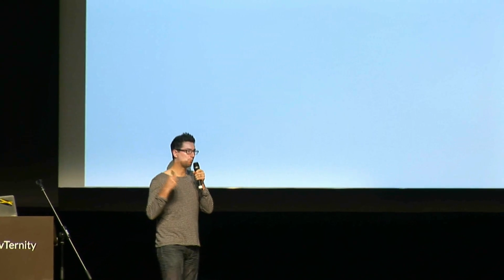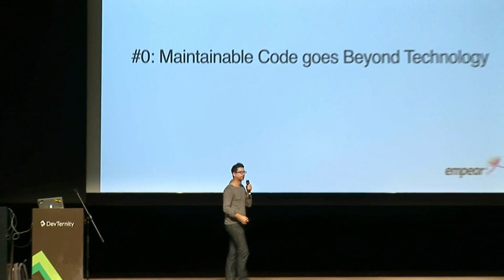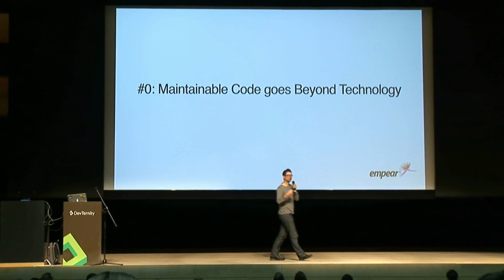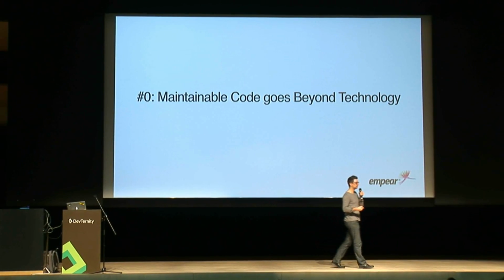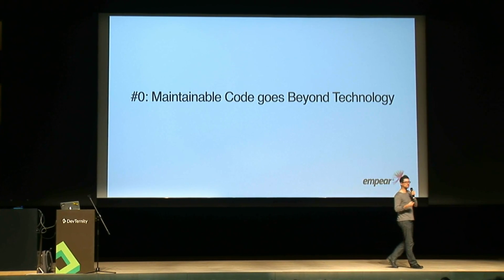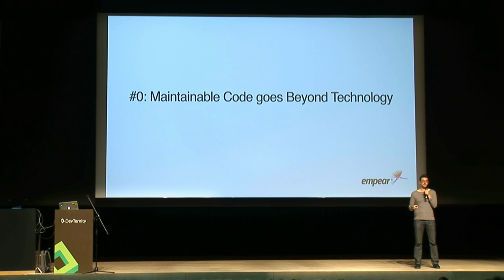Because I've found that maintainable code goes way beyond technology. And we as developers tend to be pretty good at the technical side, but I've seen that we often miss the social implications of our designs. And this is important. Here's why.